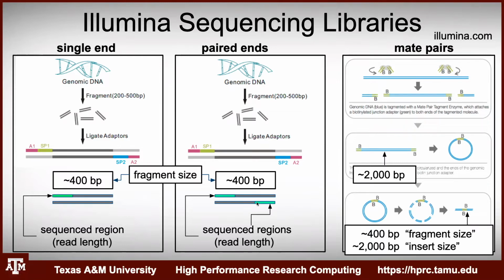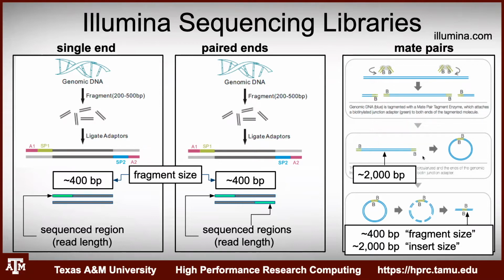But for paired end runs, again, for things like genomic DNA and full-length mRNAs, this is what the fragment will look like. So you'll have this 400 base pair fragment, but you're going to be sequencing the first 100 or so base pairs from this end, and the first 100 or so base pairs from this end.